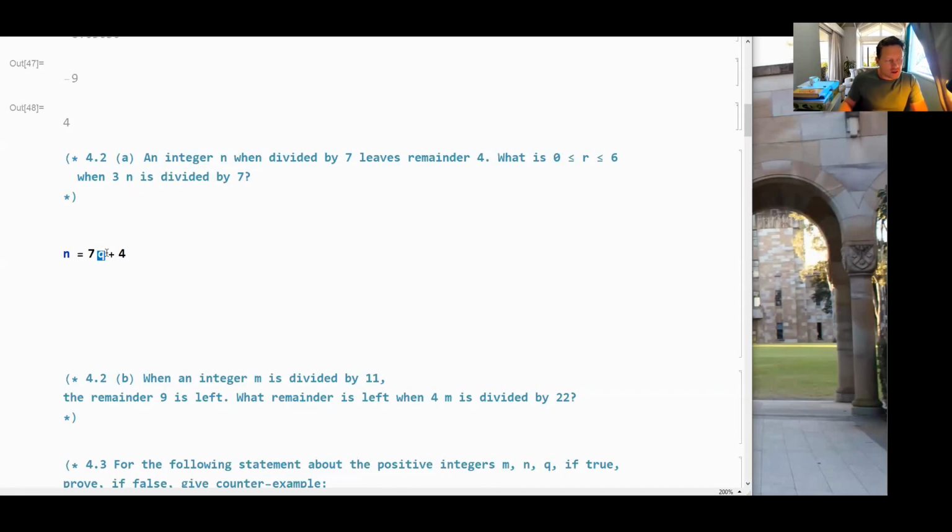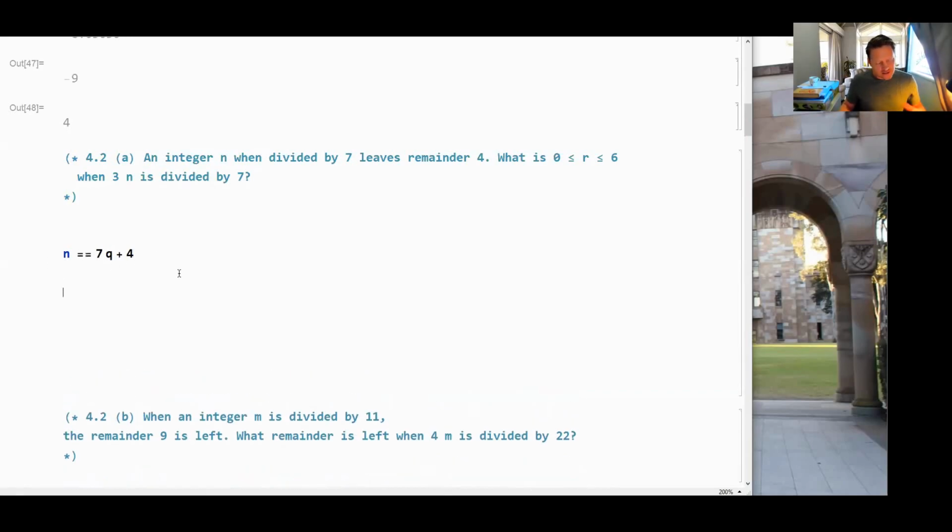Yeah, I would like that to be blue. It's not blue because I put that in memory earlier. Anyway, this is just a hand calculation that I'll do here. The next thing I want to do is obtain 3n, which will be just multiplying this by 3. So 3n is equal to, let's see, 3 times 7 is 21, so we'll have 21q, and then 3 times 4 is 12.